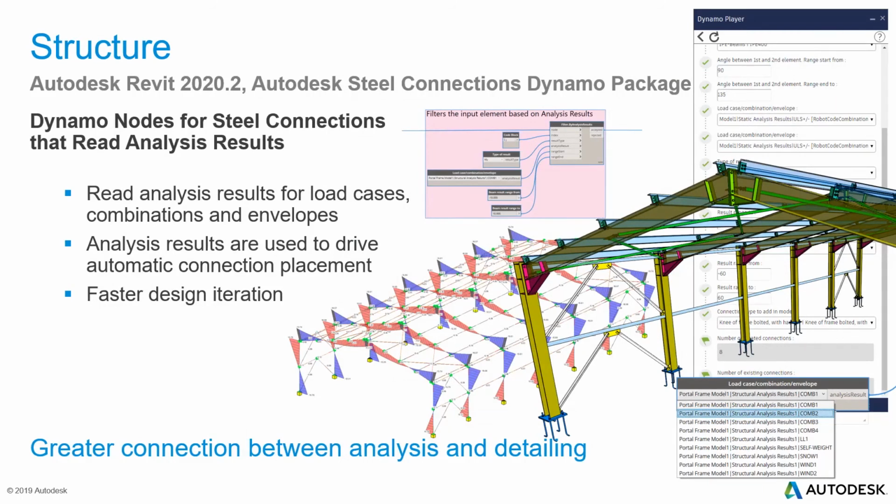Under Structure, you can now look for scripts that can filter and select connection types based on structural analysis results within Dynamo. The new version of the Autodesk Steel Connections Dynamo package introduces the ability to read structural analysis results either from the native Revit analytical model or the data stored in the Results Manager, which can be imported from other applications such as Robot Structural Analysis Professional. This new capability lets you filter steel connections by structural analysis results.